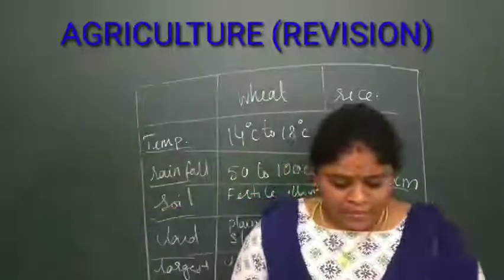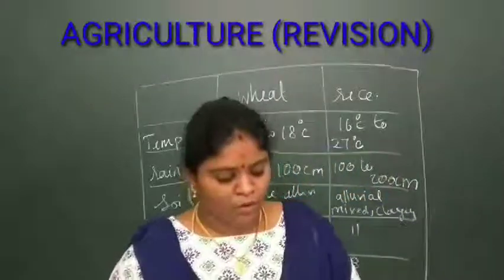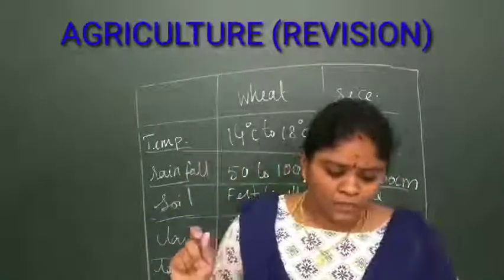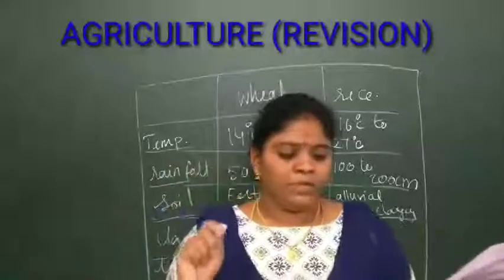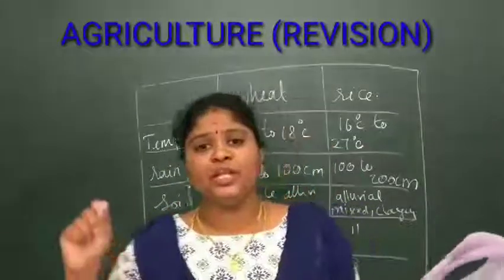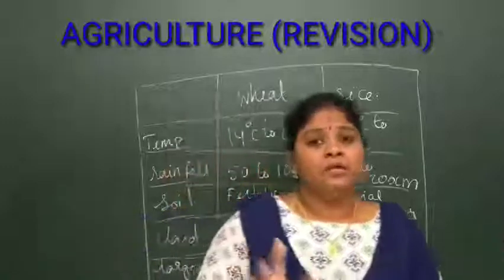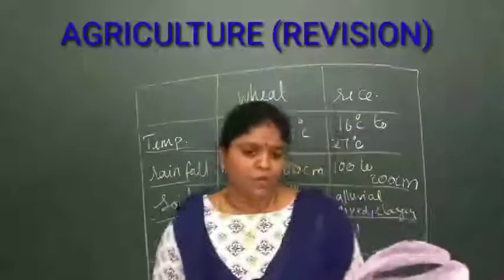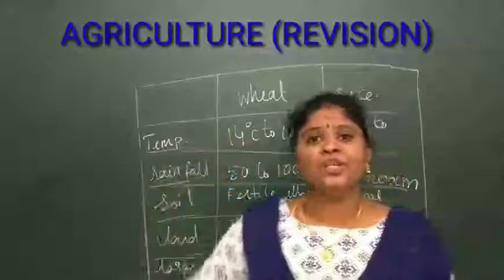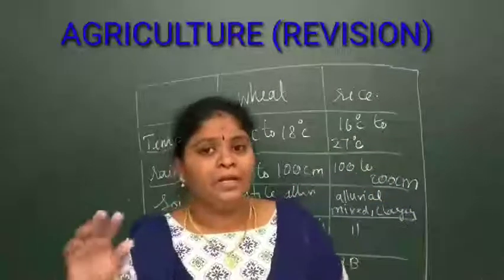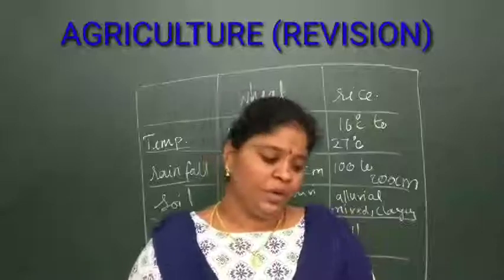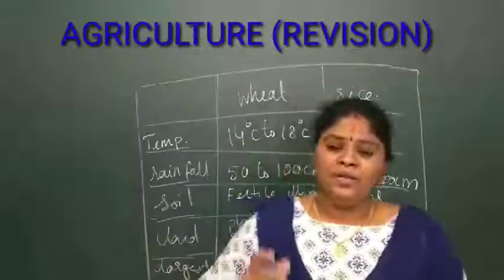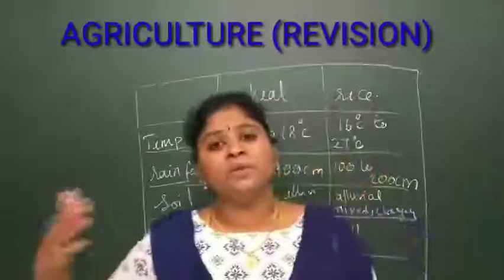So the next thing that you can see is the technological and institutional reform of agriculture. Important question, 5-mark question: what are the technological and institutional reforms that have been adopted in Indian agriculture? Consolidation of holdings, cooperation being developed, and abolition of the zamindari system.